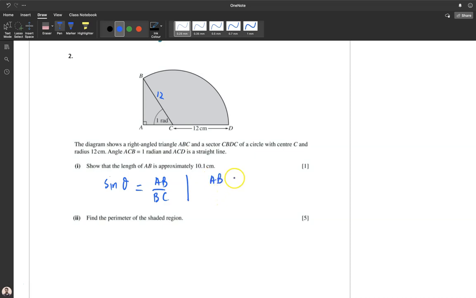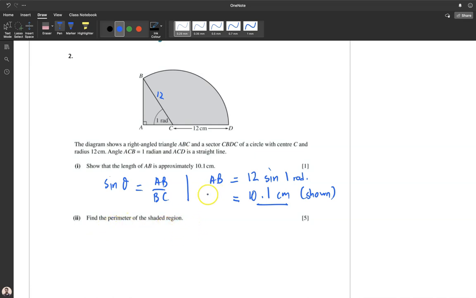So AB is equivalent to 12 sine 1. Why is it 1? Because 1 radian. In your calculator, as I said, please make sure that your calculator is in radian mode. If it's in degree mode, if you put sine 1 here, you will get the wrong value. Once I finish up the calculation, I'm going to get 10.1, shown. I'm done. Next, we're supposed to find the perimeter of the shaded region.